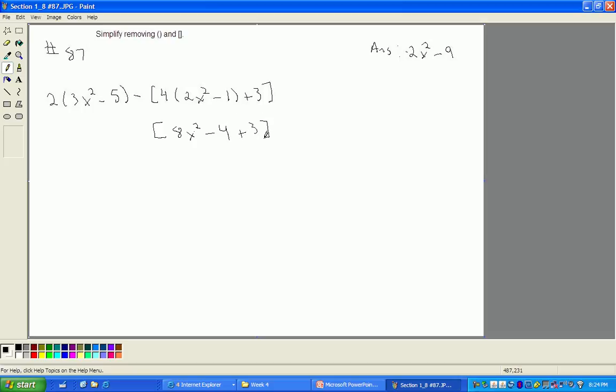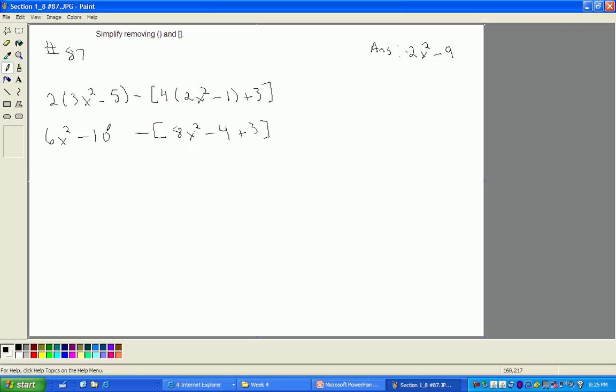Now we have these brackets, and we have the negative in front. Let's work on this one. 2 times the 3x squared is going to equal 6x squared. Then 2 times the negative 5 is going to equal negative 10.